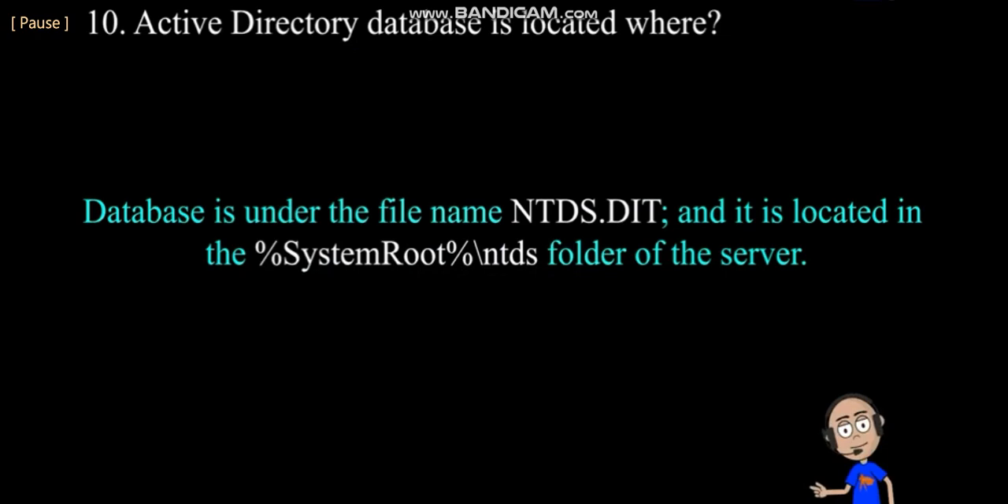This is question number 10. Active Directory database is located where? The database is under the file name ntds.dit and it's located in the system root NTDS folder of the server.